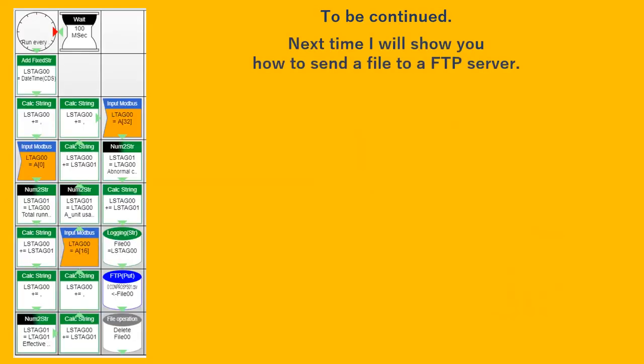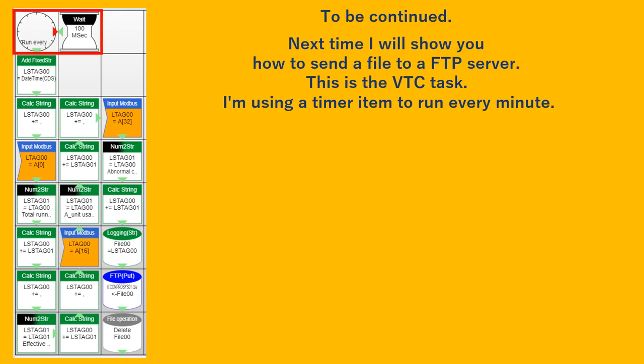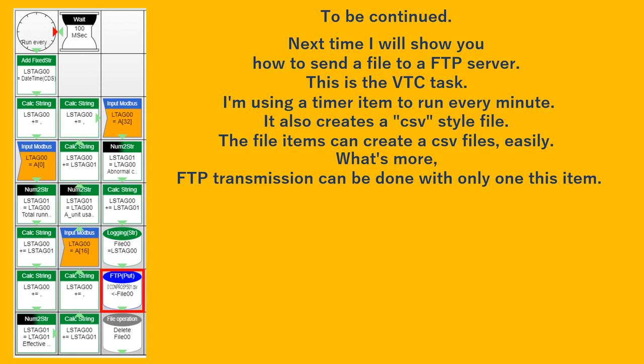Next time, I will show you how to send a file to an FTP server. This is the VTC task. I am using a timer item to run every minute. It also creates a CSV style file. The file items can create a CSV file easily. What's more, FTP transmission can be done with only one item.